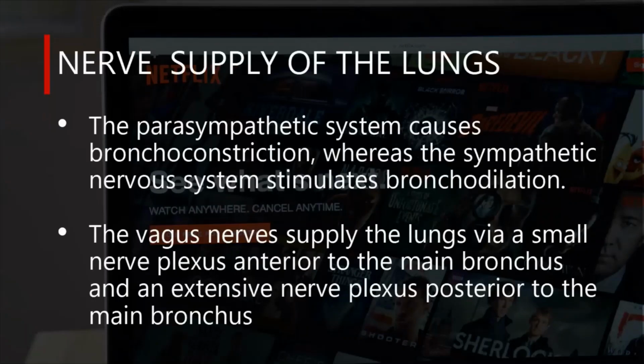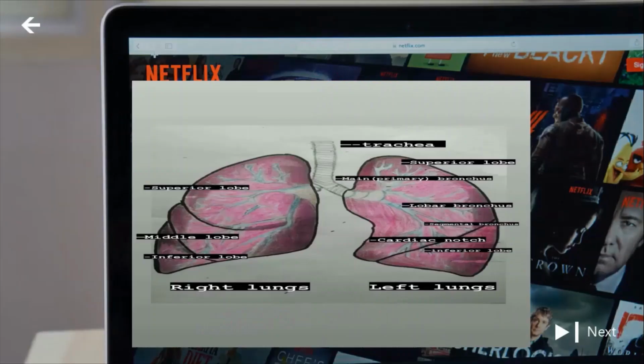Nerve supply of the lungs. The parasympathetic system causes bronchoconstriction, whereas the sympathetic nervous system stimulates bronchodilation. The vagus nerve supplies the lungs by a small nerve plexus anterior to the main bronchus, and an extensive nerve plexus posterior to the main bronchus.